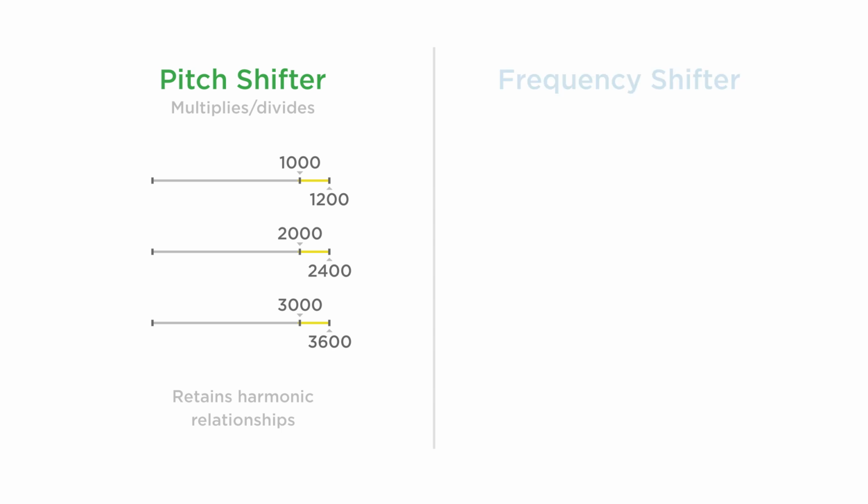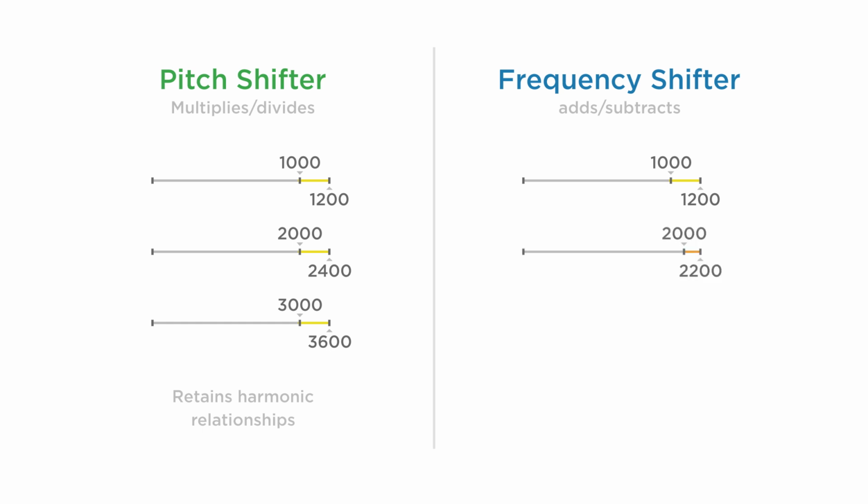In contrast, a frequency shifter shifts all incoming frequencies up or down with a set amount. So for example, if you feed a frequency shifter a 1000 Hz signal and set it to output 1200 Hz, it effectively adds 200 Hz to incoming frequencies. Again, with the same settings, if you feed the frequency shifter a 2000 Hz signal, it will output a 2200 Hz signal. And if you feed it a 3000 Hz signal, it will output a 3200 Hz signal.